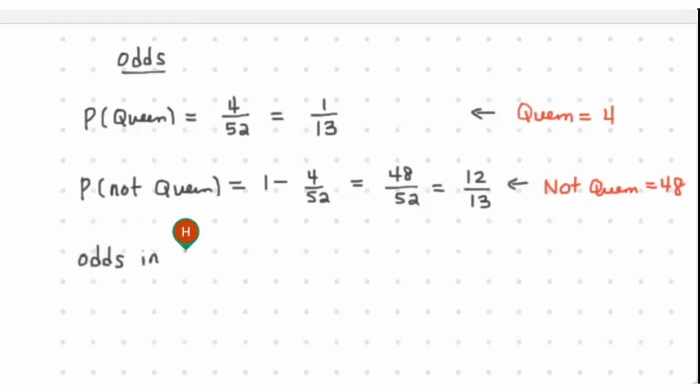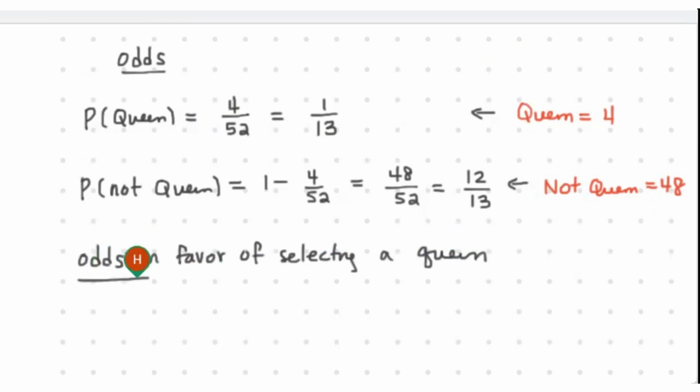In favor of selecting a queen. Okay, so this is the first time. Odds in favor of selecting a queen. So how many chances do I have to select a queen? There are 4 chances, there are 4 queens. How many are not selecting a queen? There are 48 not queens. Do you understand this? So I can say the odds in favor of selecting a queen are 4 chances to 48.